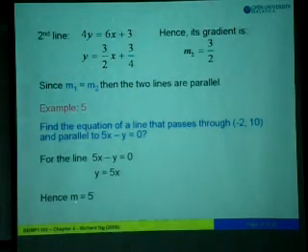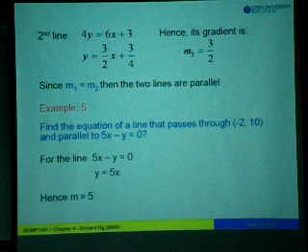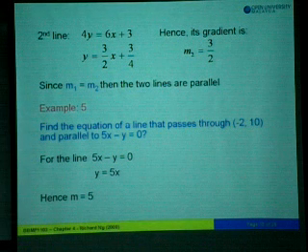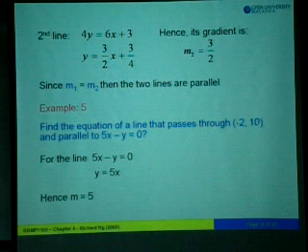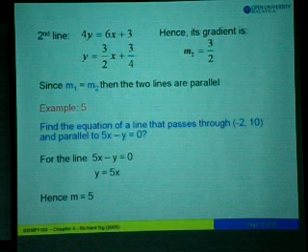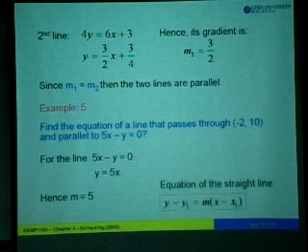The value of m, that is the gradient of this line, is equal to 5. Since the question says the line passes through (-2, 10) and is parallel, parallel means we will use the gradient m equals 5.